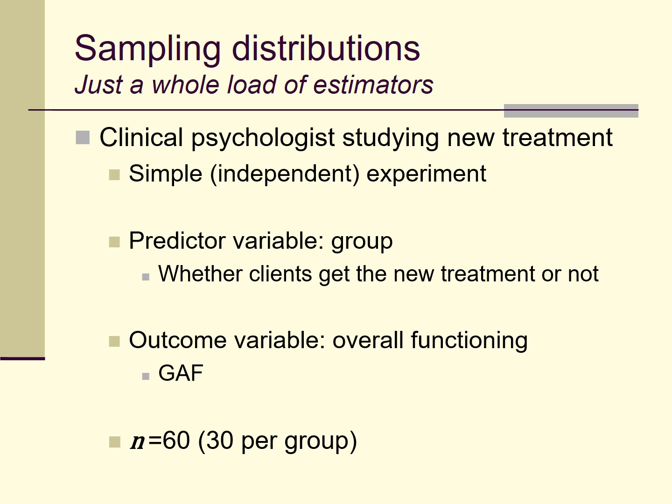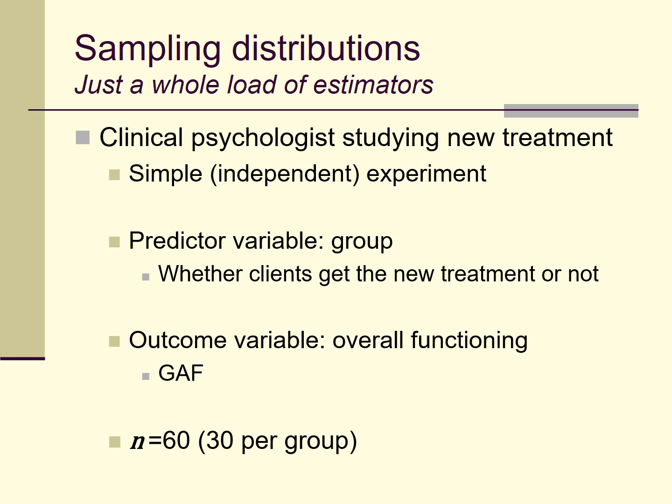You could imagine being a clinical psychologist who likes to study treatments, as many of us do, and setting up a fairly simple independent design experiment where you have a predictor variable, which is group, whether or not people who are clients of the counseling center get the new form of therapy or the old form of therapy, and have some sort of outcome variable to measure overall psychological functioning. Here, an easy way to operationalize that might be the global assessment of functioning, or the GAF, a rather crude measure of just generally how well or how poorly a client is doing.